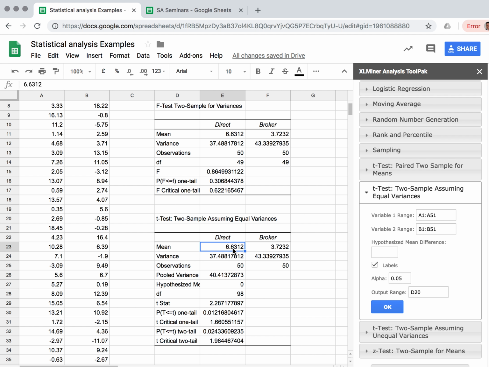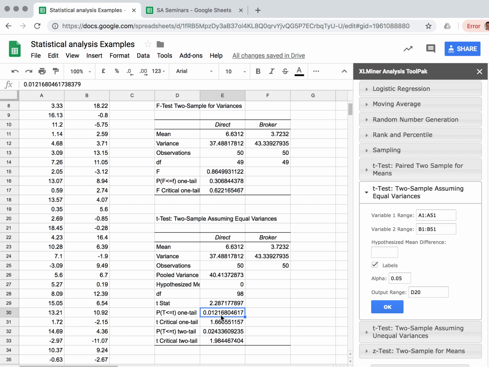So we can see that the directly bought has twice as high an average return as the one bought through brokers. Pooled variance around 40, so this is just an average of these two. Because we have equally sized groups, it's actually just the simple average. Otherwise, it would be a weighted average, the bigger group being given a bigger weight. Degrees of freedom, so the sum of these two divided by 2, and the t-statistic 2.28. Significance for this is 1.2%.